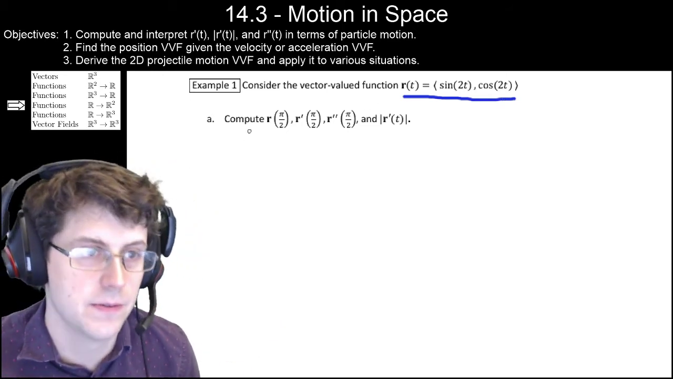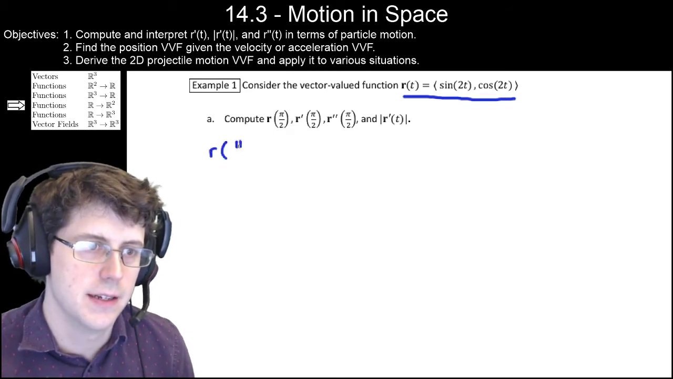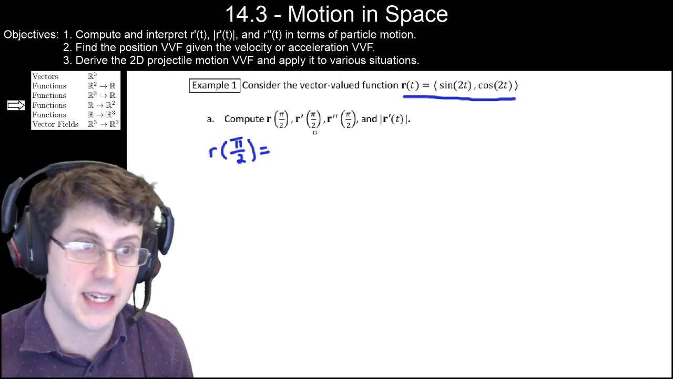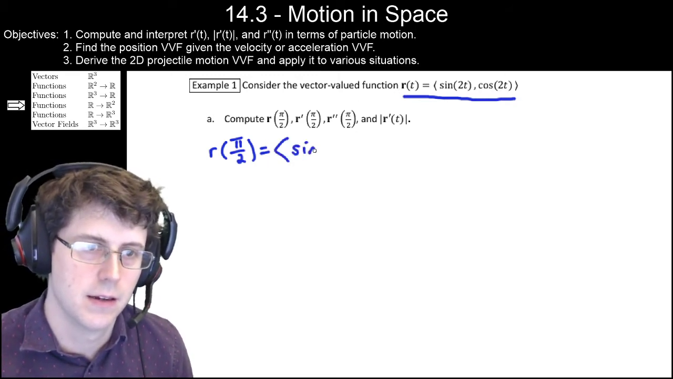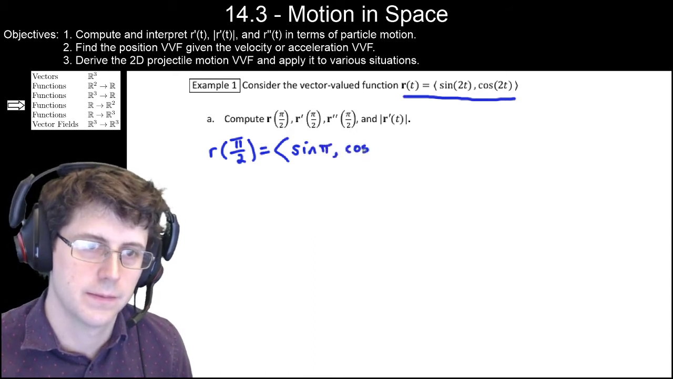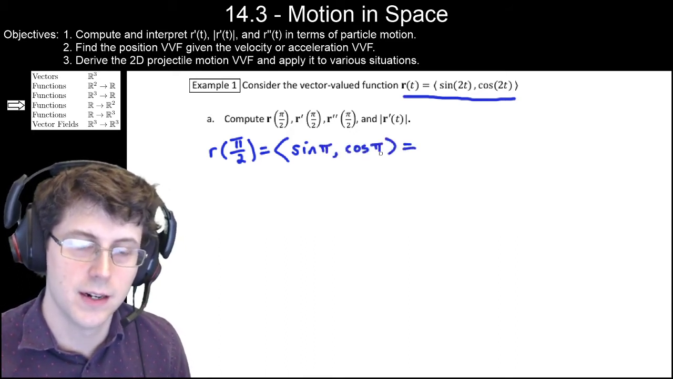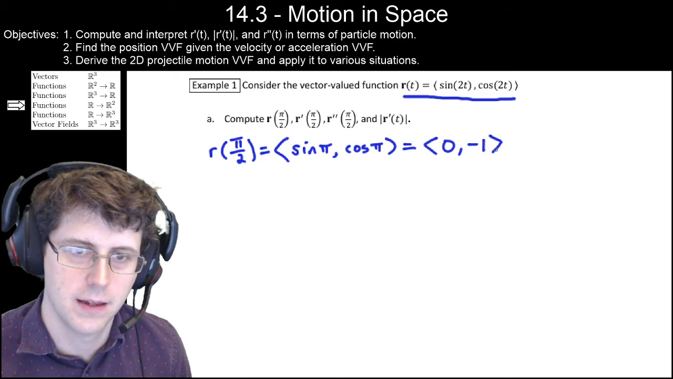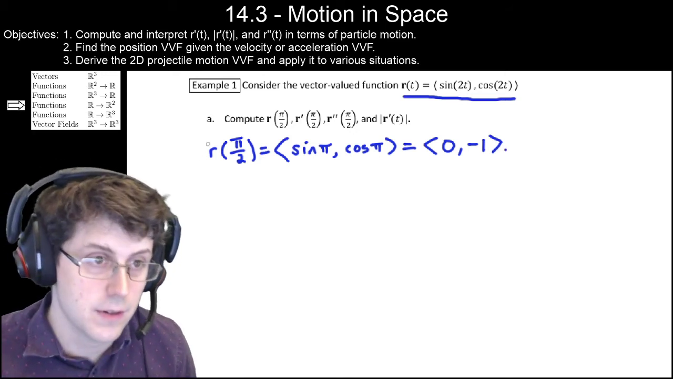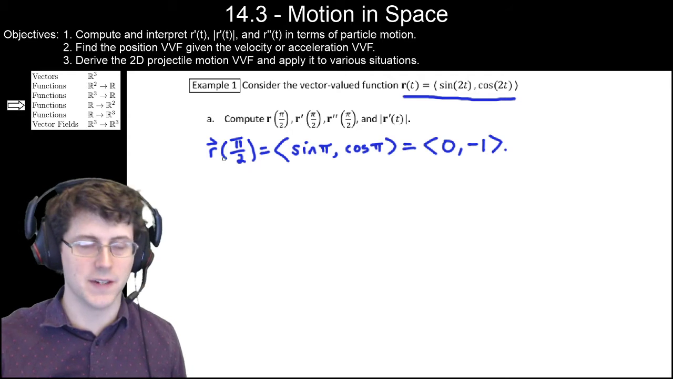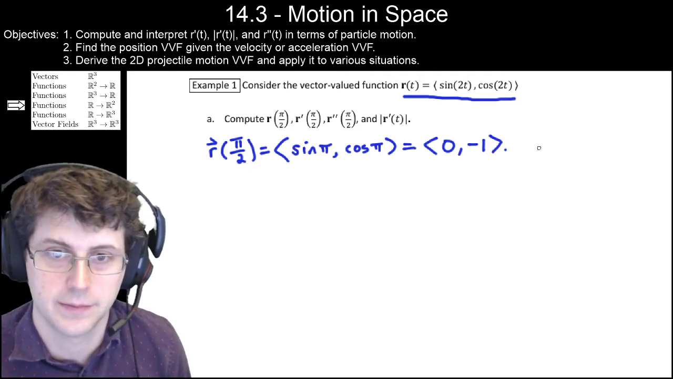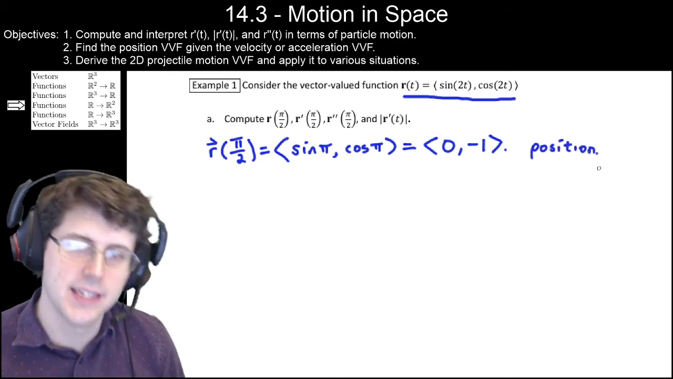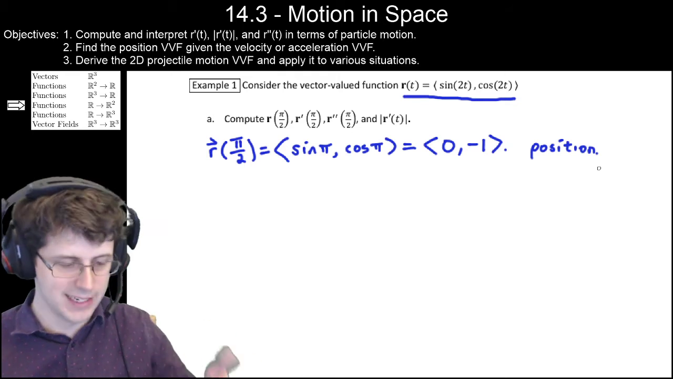Okay, so first to find r of pi over 2 is no problem. That means that t is pi over 2, so we'll plug pi over 2 in for t on both sides of the equation. So r of pi over 2 is 0 minus 1. R of pi over 2, since it's just the value of a vector valued function, we think of it as the position of a particle. It doesn't have to be that, but this should be kind of like your default way to connect it to the real world.